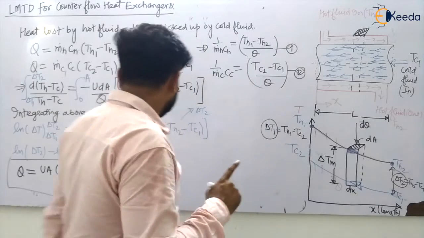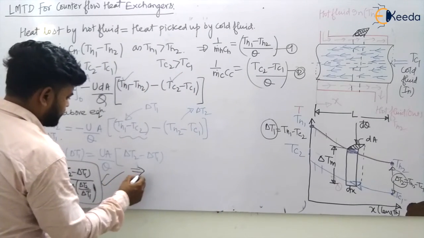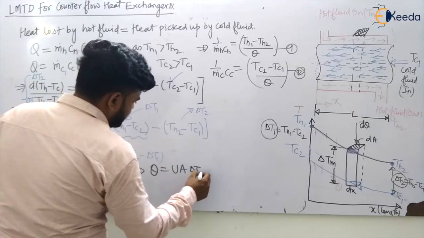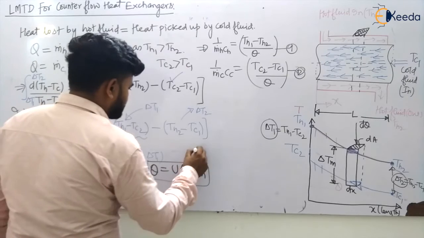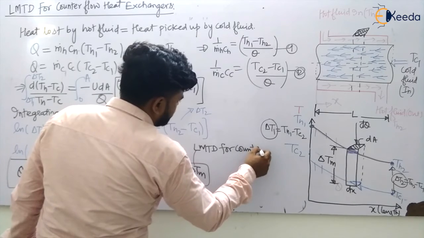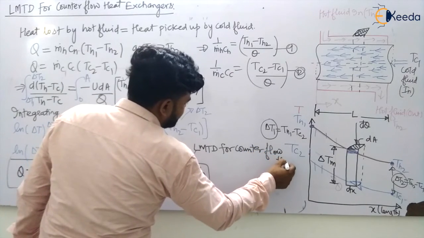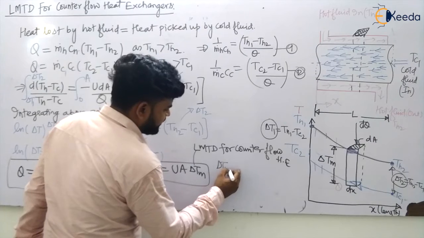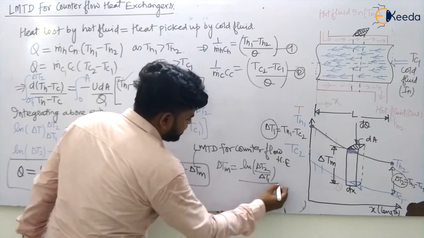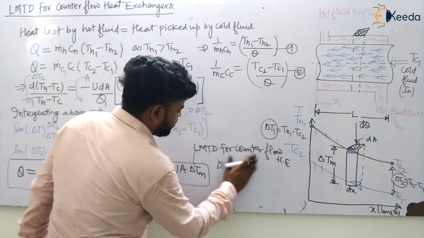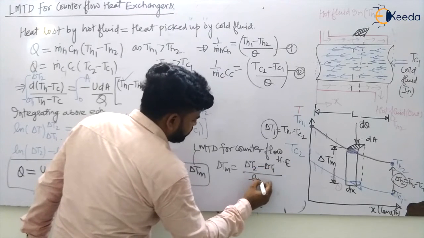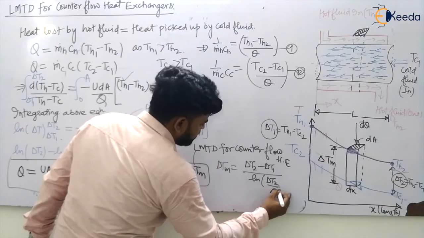Now let us calculate delta Tm. We can also write that Q is equal to UA delta Tm, where delta Tm is the LMTD for the counter flow heat exchanger. It is given by delta Tm equals delta T2 minus delta T1 divided by ln of delta T2 by delta T1.